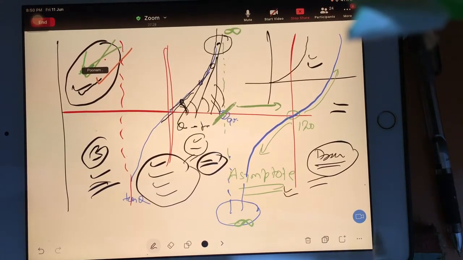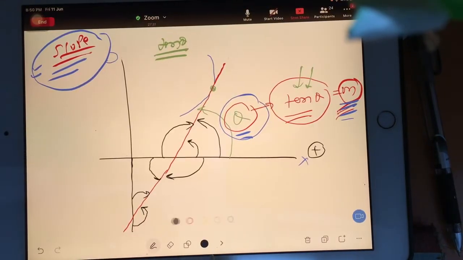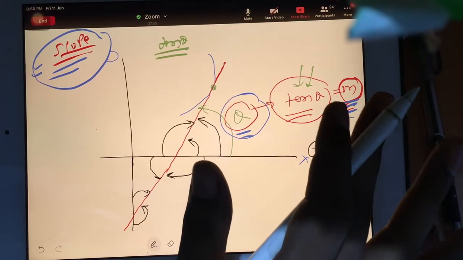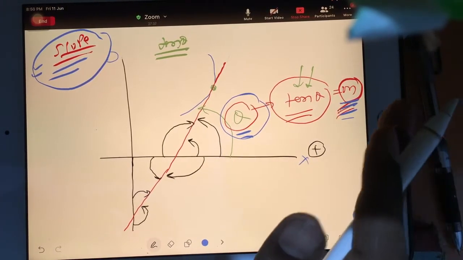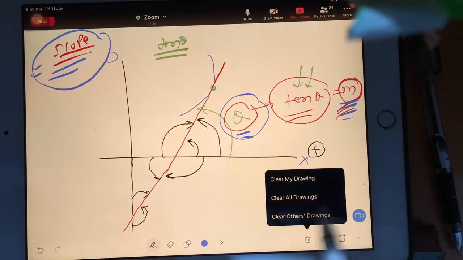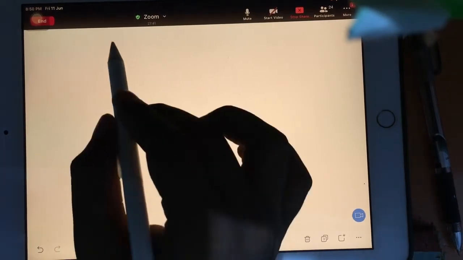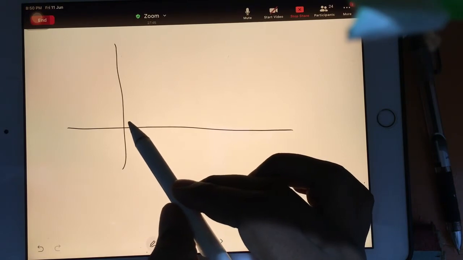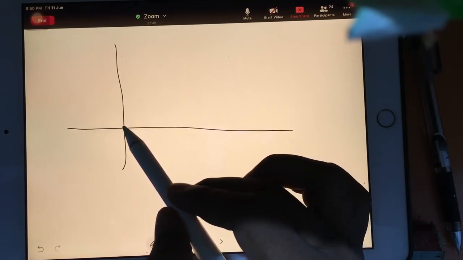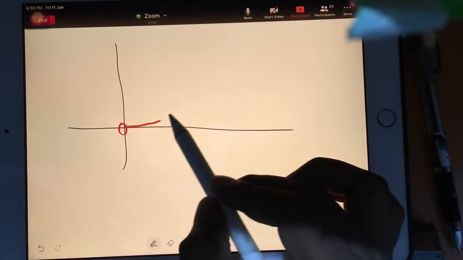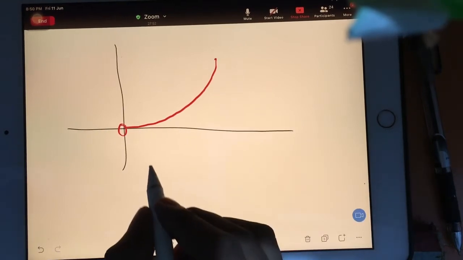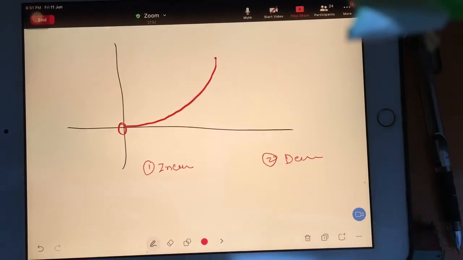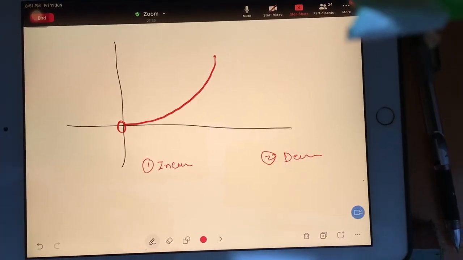Now, in case of slope, if I give any curve, you should understand whether it is increasing or decreasing. Suppose I am drawing, let's draw this curve. Now you have two options. The curve is increasing or decreasing. Guess the curve. Tick your answer.